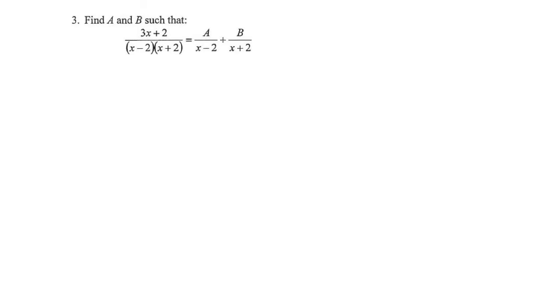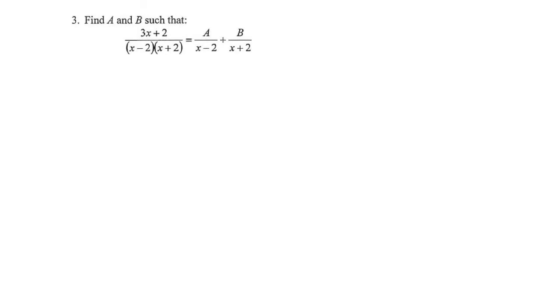Okay, take a look at what problem 3 is asking you. So I have given you this equation, 3x plus 2 over x minus 2 times x plus 2, is equal to a over x minus 2 plus b over x plus 2. You have been asked to find a and b. So you have the correct answer to this when you can tell me what number a represents and what number b represents. Okay, I want you to go through and spend some time playing around with this one. Let's pause it now.